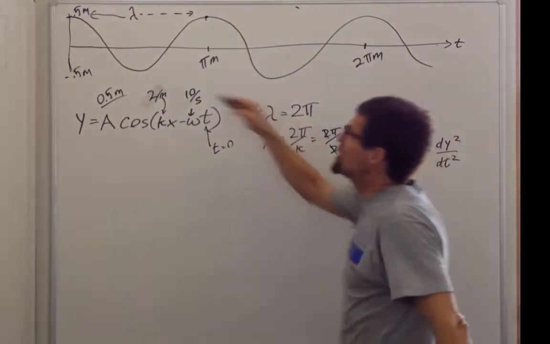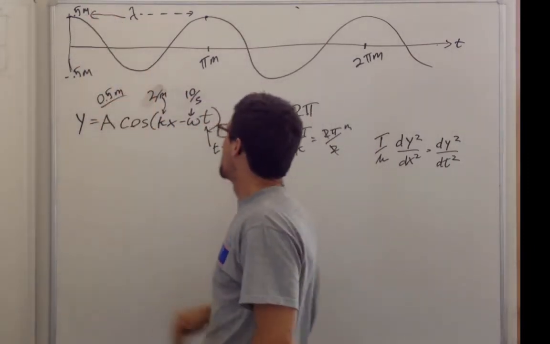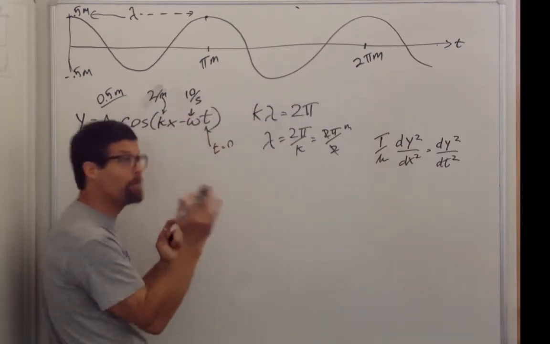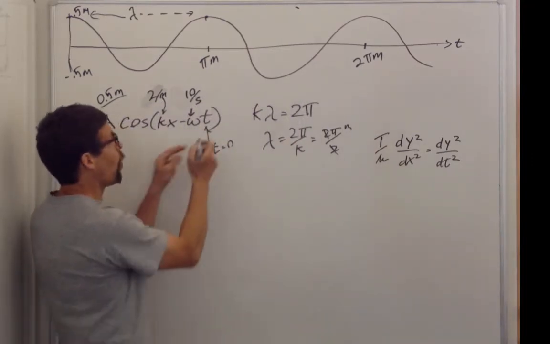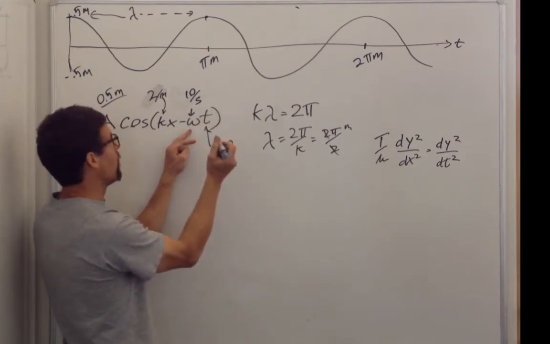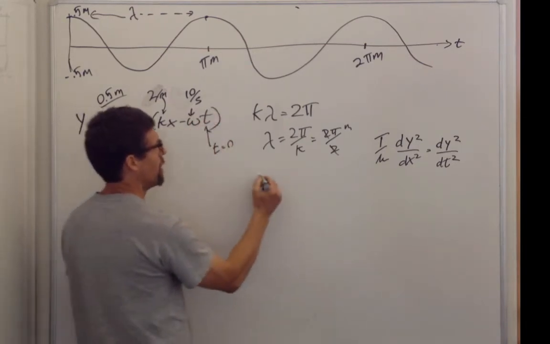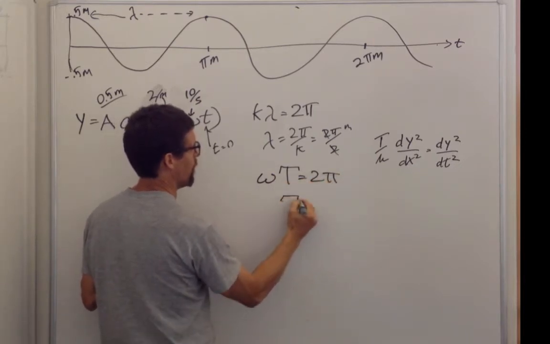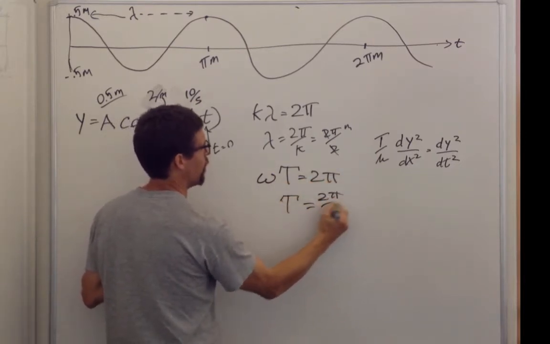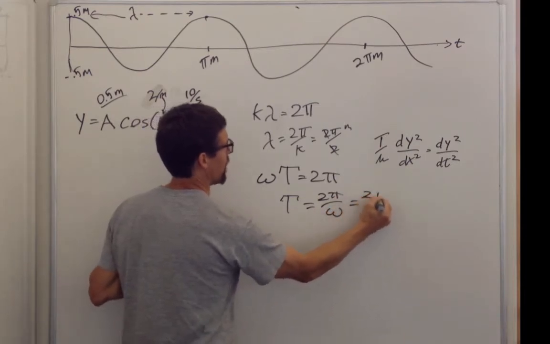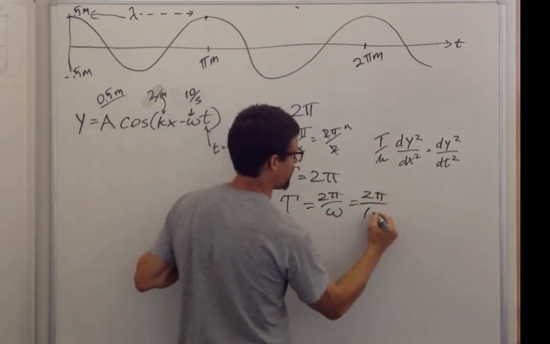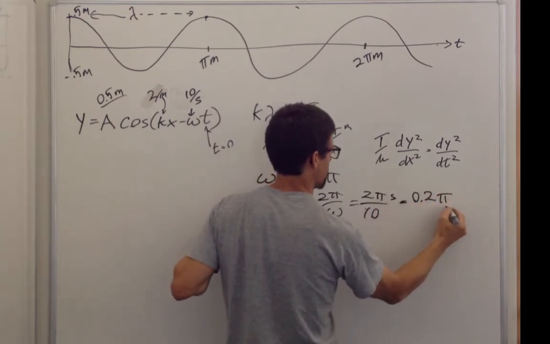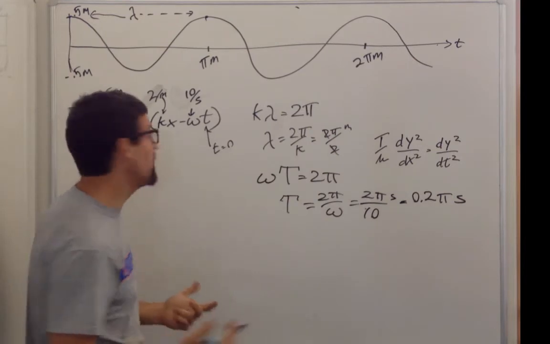And then, if I'm sitting here and I'm going up and down, how long does it take for me to go up and down? And I know that that's 1 period long. And in order for me to go up and down and be right back where I was, this argument has to grow by 2 pi. So omega times 1 period must equal 2 pi. Or a period is equal to 2 pi over omega, which is equal to 2 pi divided by 10, or 0.2 pi seconds.